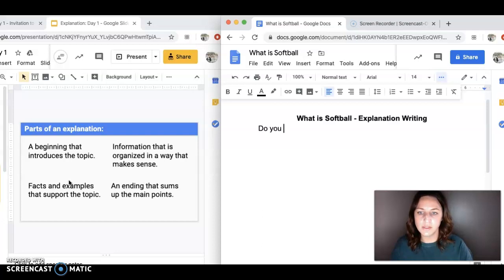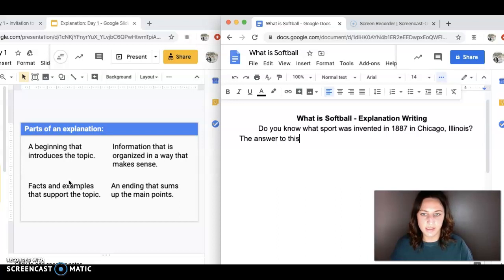I'm going to say, do you know what sport was invented in 1887 in Chicago, Illinois? The answer to this question is softball.